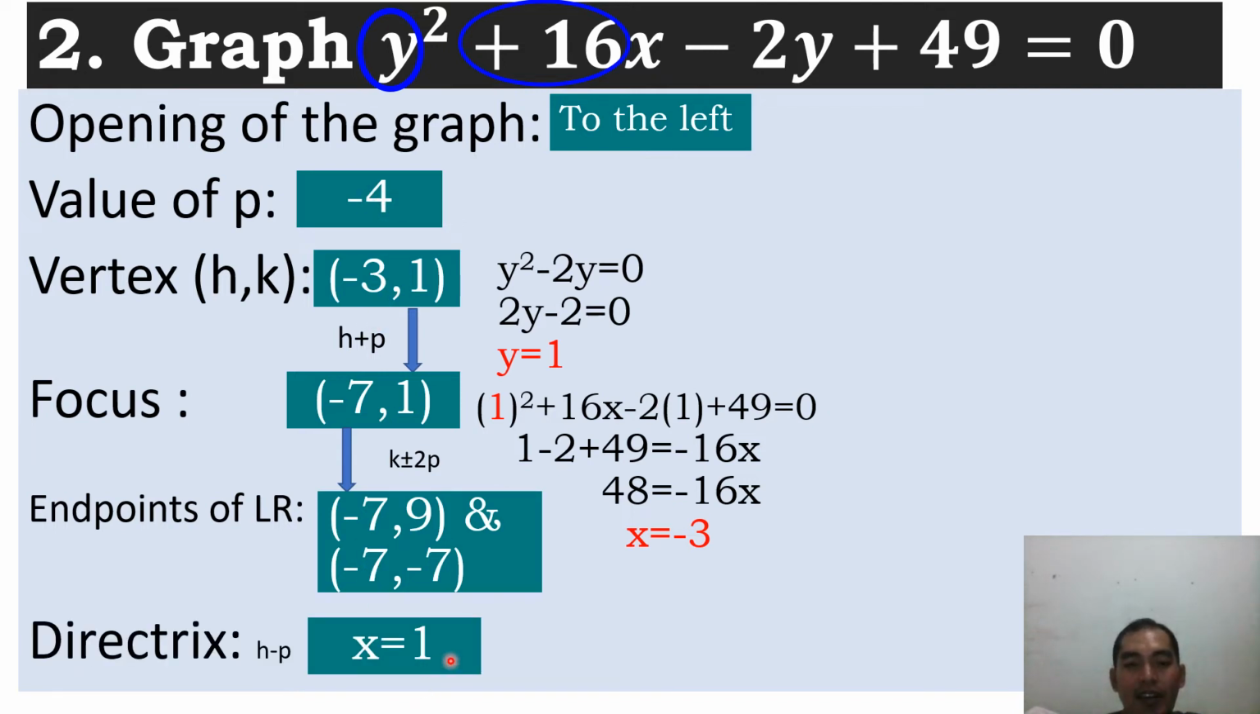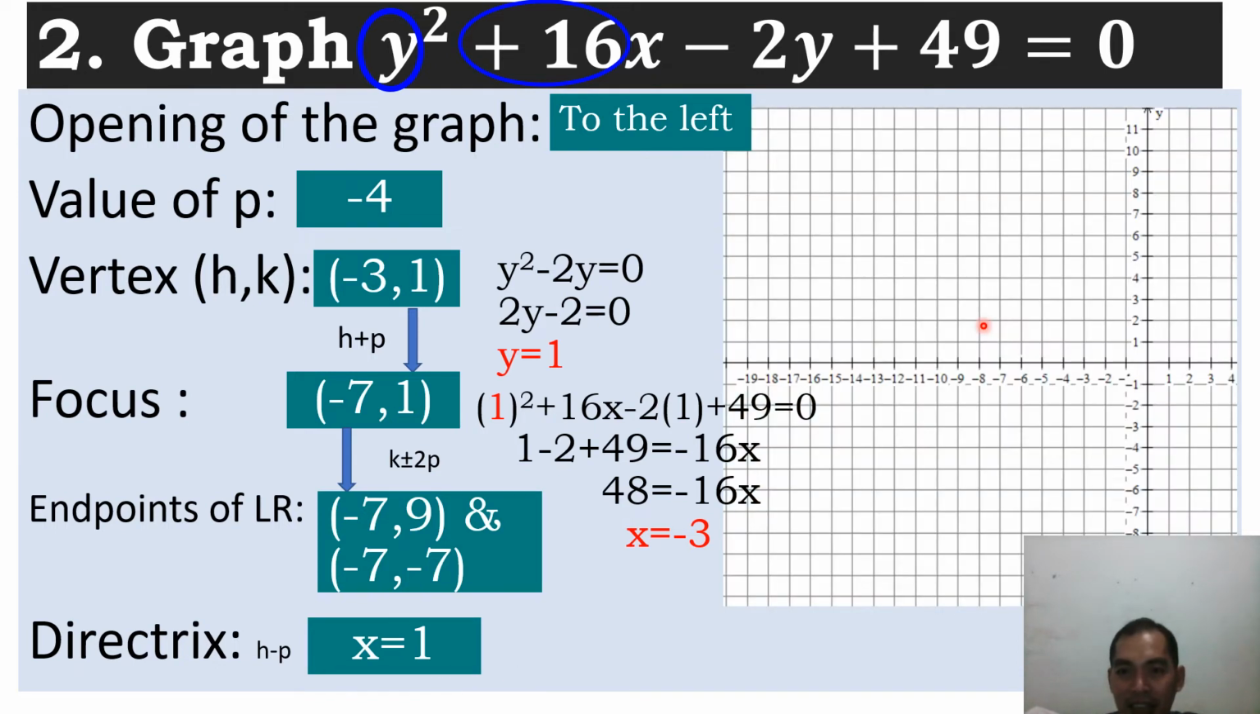So x equals 1. Then make a Cartesian coordinate plane. Plot first the vertex, negative 3, 1, negative 3, 1 here. Negative 3, 1 is here. Okay. Then the focus, negative 7, 1 dito. Okay. And the endpoints of the latus rectum, negative 7, 9. So dito.